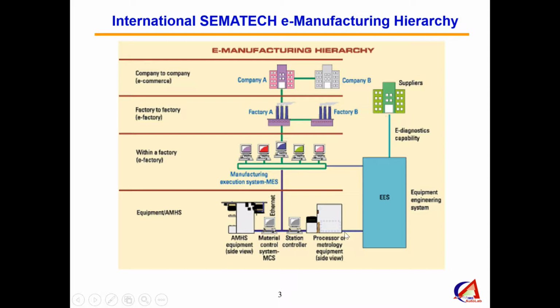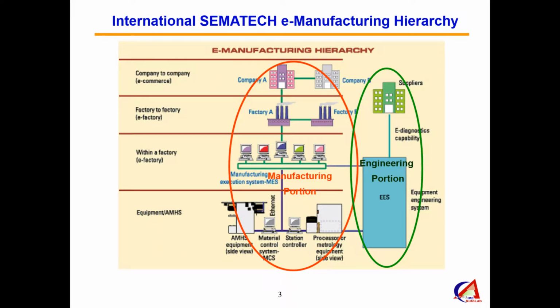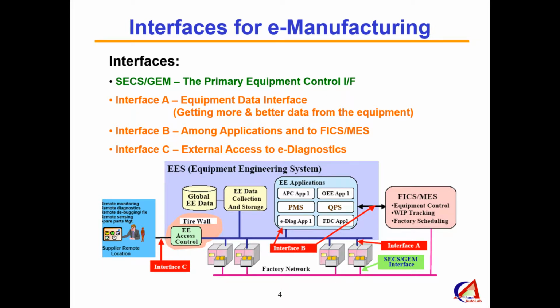This is implemented by interface A, because we need to collect a lot of equipment data through interface A, so that the equipment engineering system can do, for example, FDC, AVM, etc. While this portion is implemented by SECS/GEM. Okay, so this is the manufacturing portion. That is the engineering portion. So you see here, this is the interface.